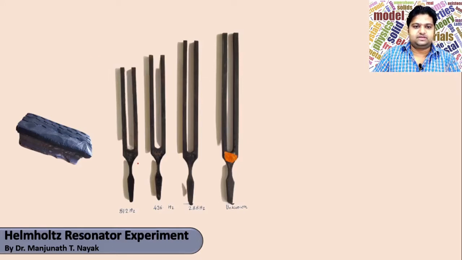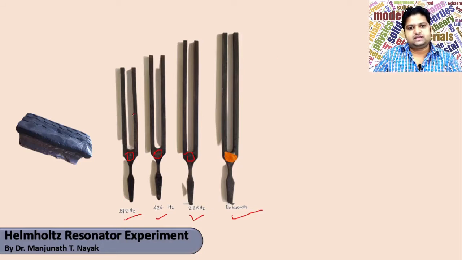Apart from that, you will be given tuning forks. I have taken 4. You may be given even 5, one additional one also, of different frequencies. You can see this is 512, this is 426, 288, and this will be the unknown one that you will be using. It will be covered. Since these are very old, rusted tuning forks, you cannot see the values clearly, so I have written them down here. So these are the tuning forks.